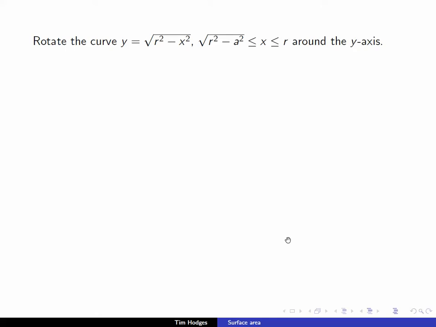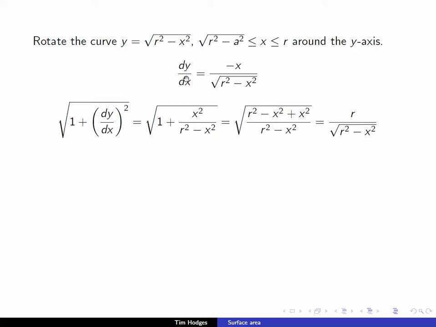Now let's do the calculation. y is root r squared minus x squared. dy by dx, using the chain rule, is minus x over root r squared minus x squared. So this radical term becomes root 1 plus x squared over r squared minus x squared, using the same trick that we did earlier of putting it over a common denominator. The 1 becomes r squared minus x squared over r squared minus x squared. The x squareds on the top cancel out, giving us square root of r squared, which is r, and then we have a root r squared minus x squared on the bottom.